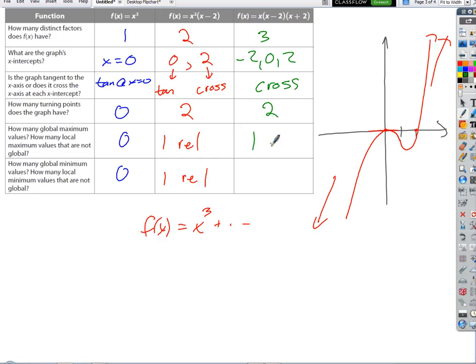Oh, we call them locals. Yeah, I always, in calculus we call them relative. I should say local. Right? Does that make sense?